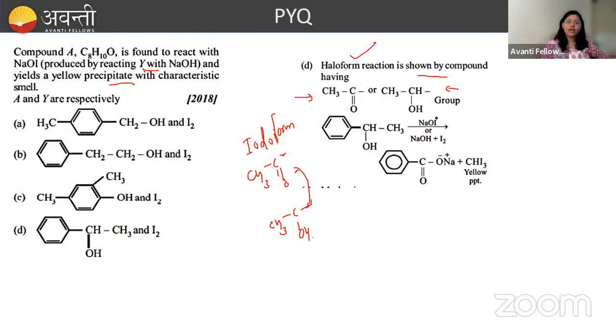So here the same thing is happening: sodium oxide NaOH and I2, and after their formula is formed, this is formed. When these react, what we are getting is salt and we are getting the yellow precipitate of CHI3. We are getting the yellow precipitate due to what? CHI3. So what is our answer here? Option D. Understood?